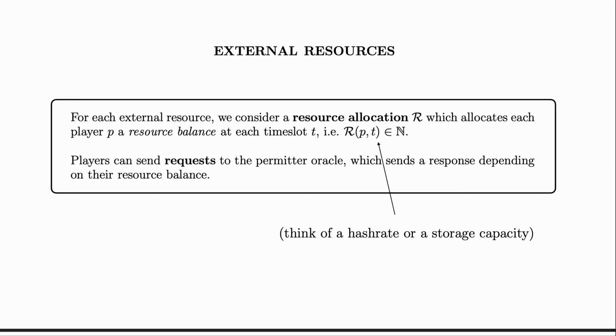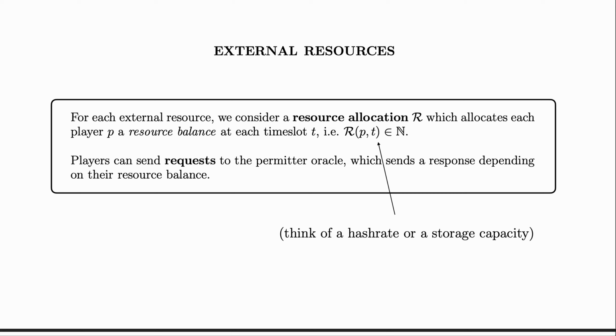Okay, so let's consider external resources first. These are things like hash rate or memory chips, this sort of thing. For each external resource, we consider something that we call a resource allocation function. This is a simple thing, it's just a function that allocates each player a resource balance at each time slot. So you can think of each player as having a hash rate or a storage capacity at each time slot.